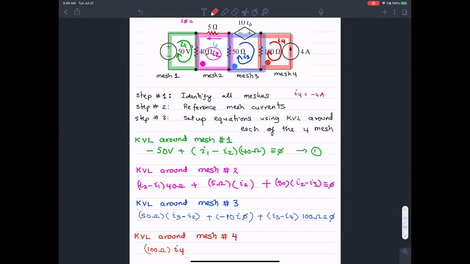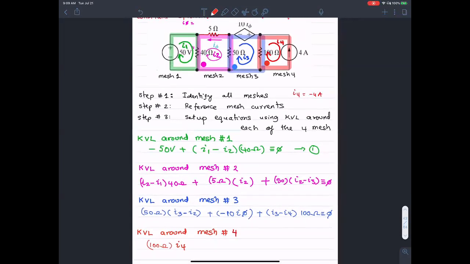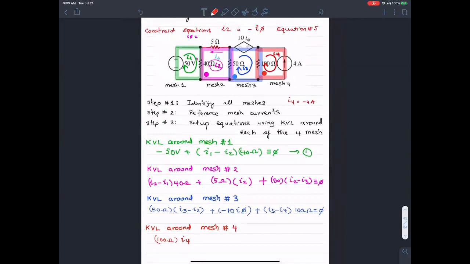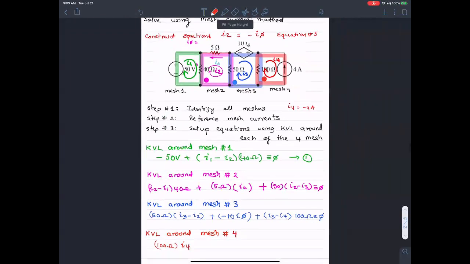It's I4 times 100 ohms. Let's see, for mesh 1, I1 times 0, I2 times 0, I4 equals minus 400. Okay, and then what's the voltage dropped across this guy? That equals the voltage dropped across this guy. So the voltage dropped across this guy is 100 times I4.